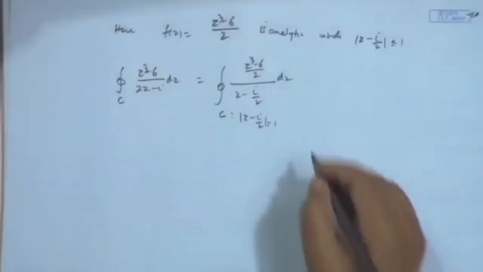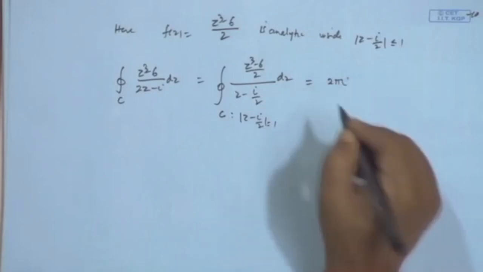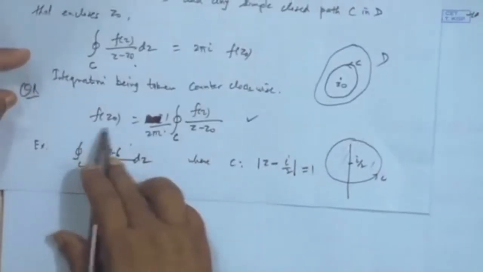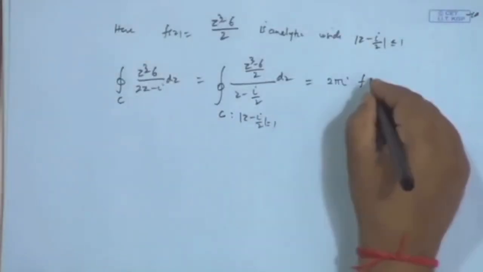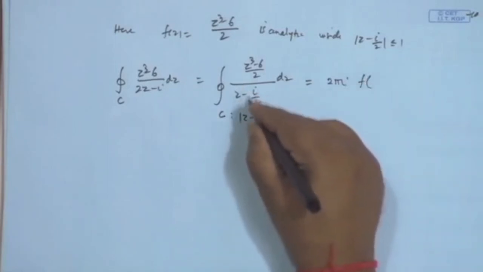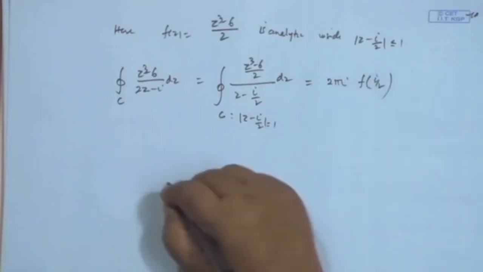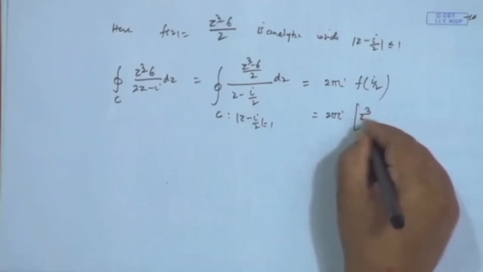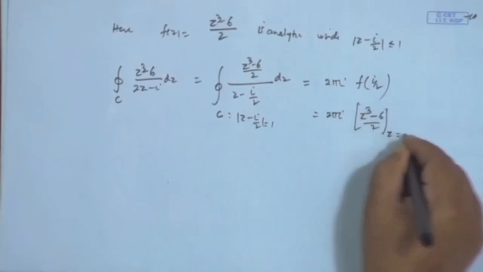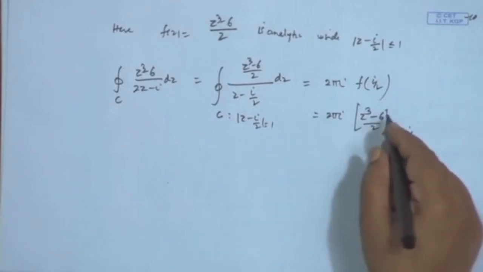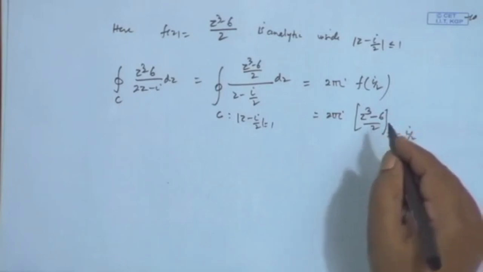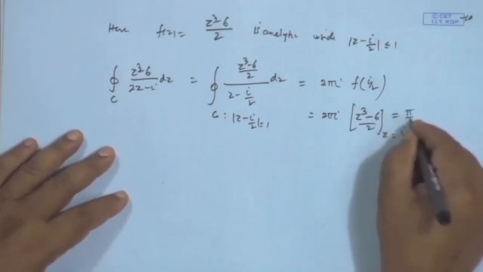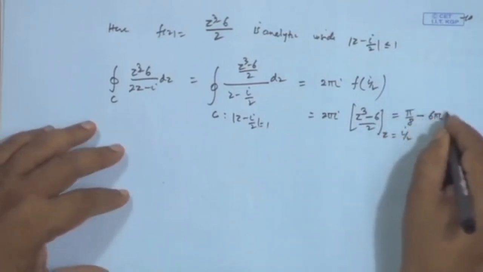Therefore, by this Cauchy integral theorem, the value of this integral will be 2 pi i times the value of the function f at the point z0. Z0 is what point? Z0 is i/2. So, this comes out to be 2 pi i times (z^3 - 6)/2 at the point z equal to i/2. And if you compute this, the value will come out to be, say, -pi/8 - 6 pi i.